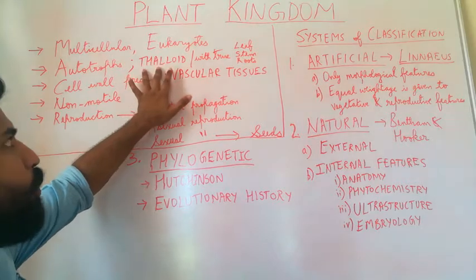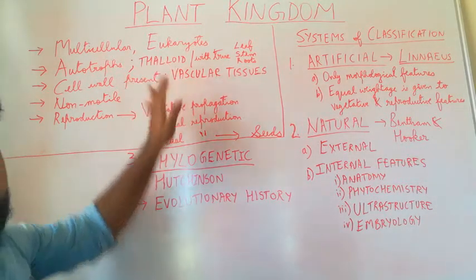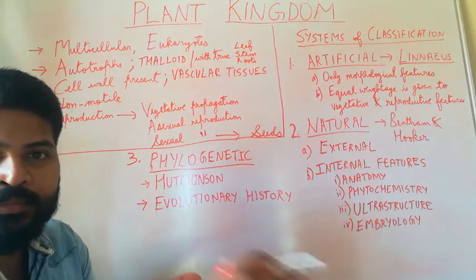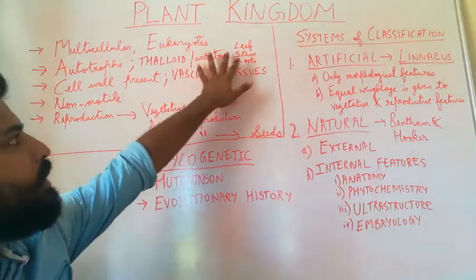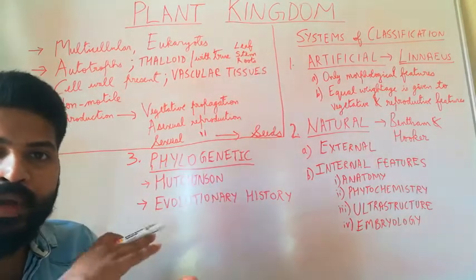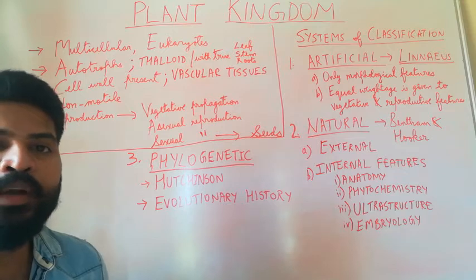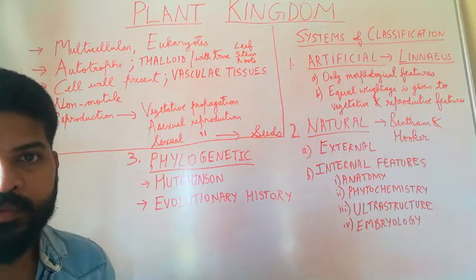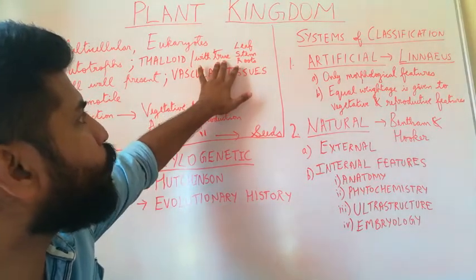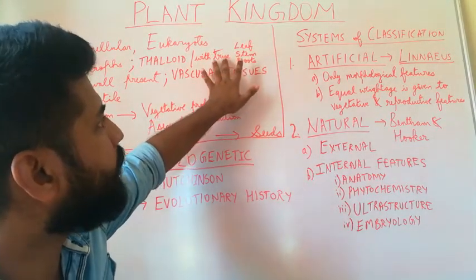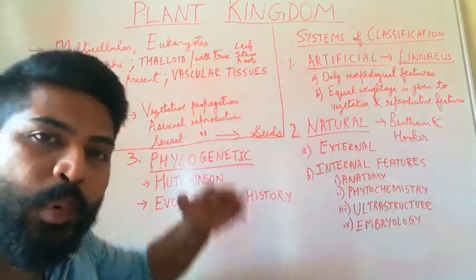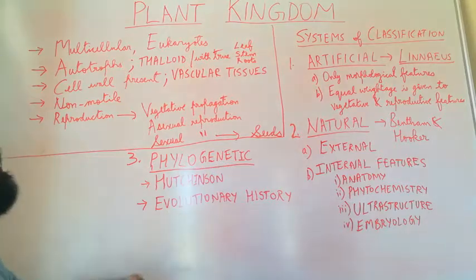Now their body could be either thalloid, that is body is dorsiventrally flat without any true leaf, stem or roots. So if the body is thalloid, leaf, stem and roots are absent. Whereas if the body is erect, then it may have true structures or it may not have true structures. So both kinds of plants are present, about which we will discuss in this lesson.